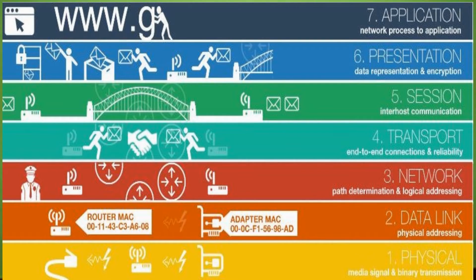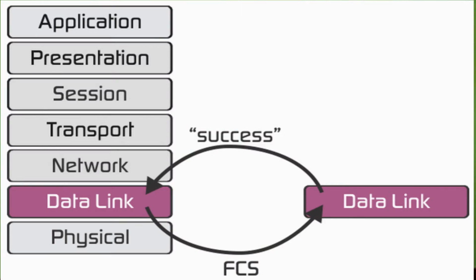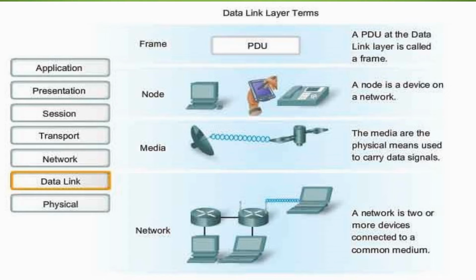Layer 2, the data link layer. This layer packages raw bits from the physical layer into frames, logical structured packets of data. It is responsible for transferring frames from one computer to another without error. After sending a frame, it waits for an acknowledgement from the receiving computer.